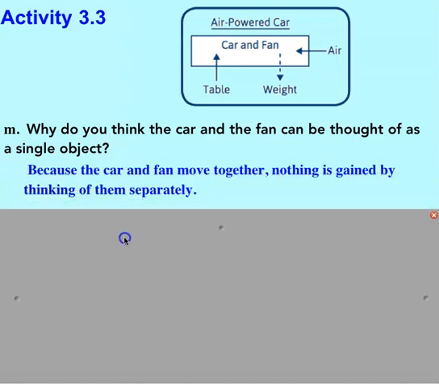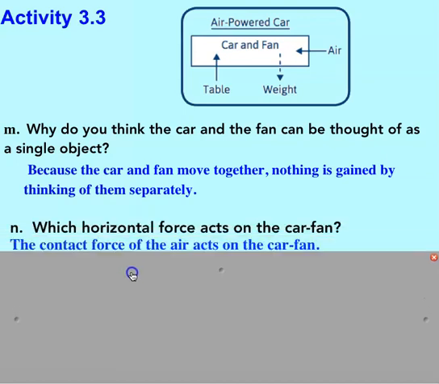So there's no benefit to having them be different. They're connected. And it's kind of like you in a car. We can think of the car and you as a system, and that's why we put the seatbelt on you, so that you are part of the car, and when the car stops, you stop. So because the car and the fan move together, nothing is gained by thinking of them separately.